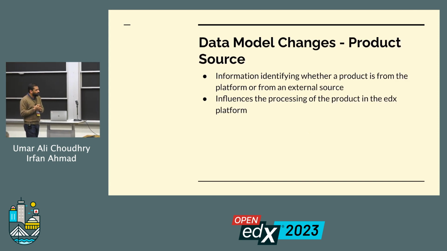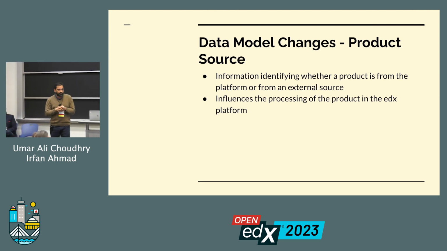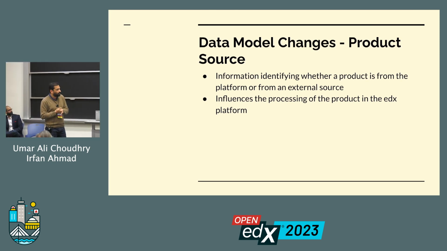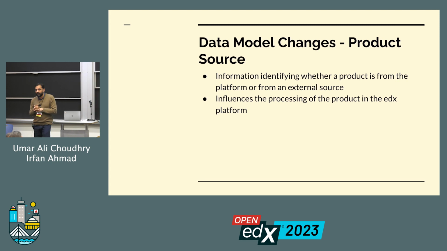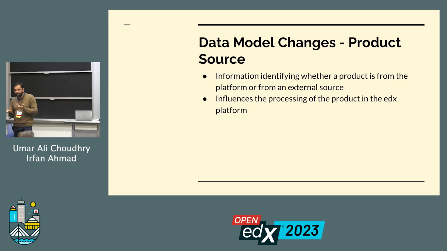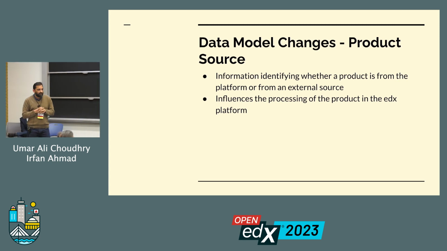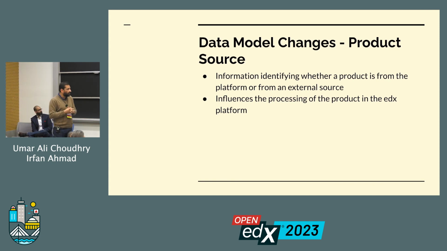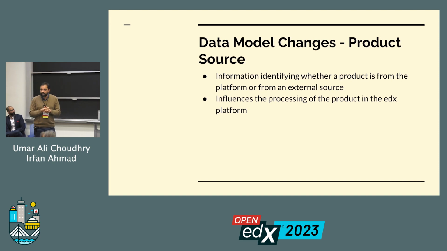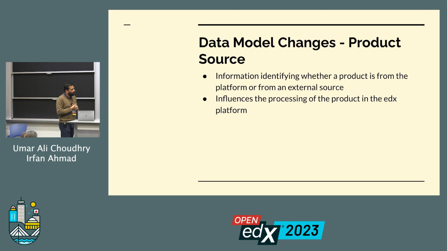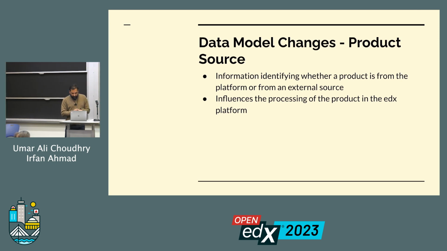And then the product source is essentially which third-party system the product in the catalog belongs to. It can be used to process the product. For example, some of the products may not require a legal review. Some can be directly published. So all of those exceptions can be triggered based on this product source that we are proposing.